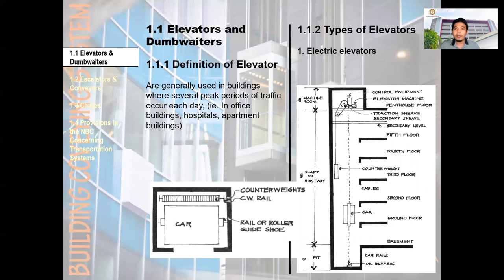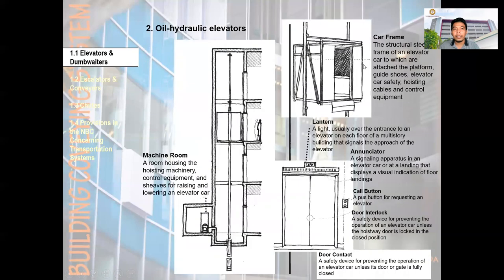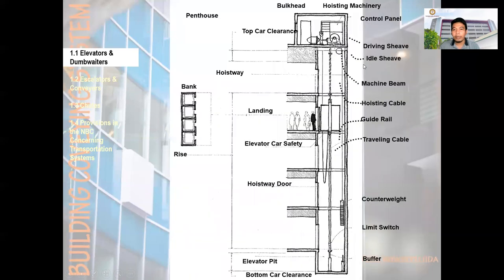Normally, based on the National Building Code, buildings of 4 stories and above should have at least one elevator, so 4 stories and above. Okay, so there are two types of elevators, which are the electric elevator and the hydraulic elevator or oil hydraulic elevator.